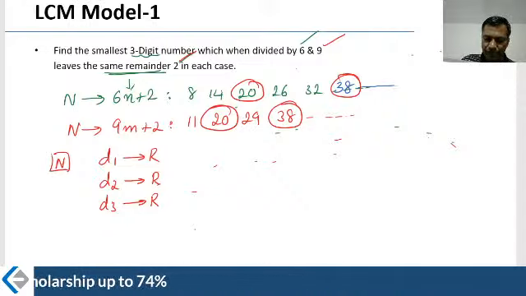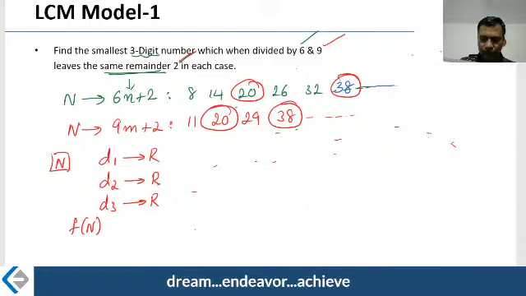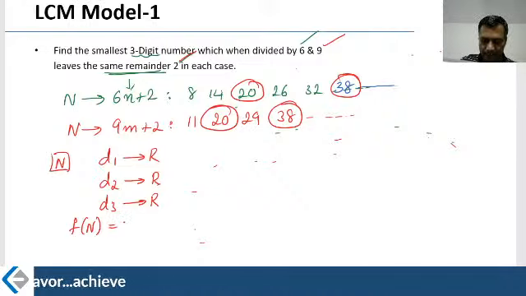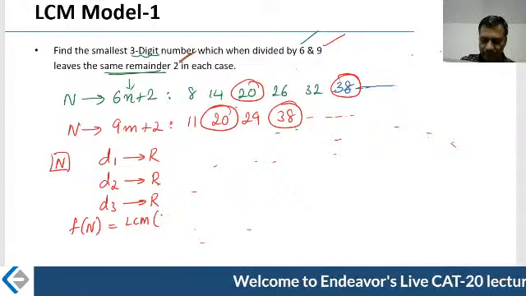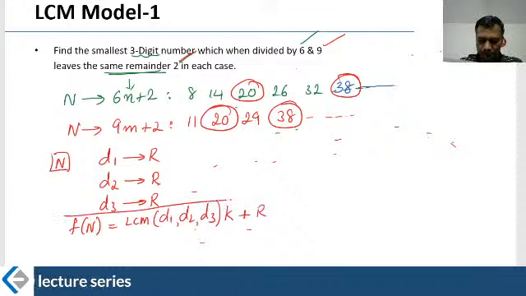Then the family of such numbers. It's not one number, friends. It's a family. It's a series of such numbers. Right now, the series of such numbers is given by a function of LCM. It's given by LCM of the divisors, that is D1, D2, D3. I'm not saying product. LCM of the divisors, k times LCM of the divisors, some k times, plus the constant remainder, right? You've got to remember this.